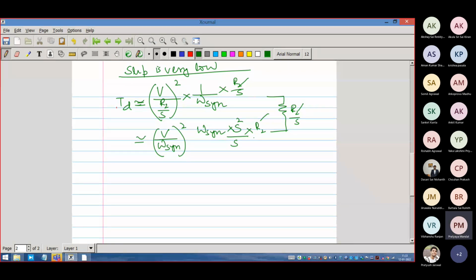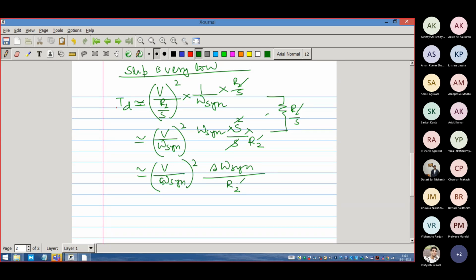Sir, 1 by R2 dash. So I will do that. 1 by R2 dash. Right. So this is the torque expression. Okay. So this S square, 1 S square comes, cancels. So what I see is that V by omega sin square into S omega sin by R2 dash.